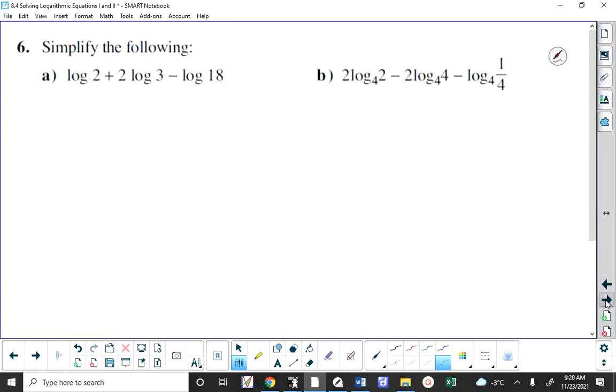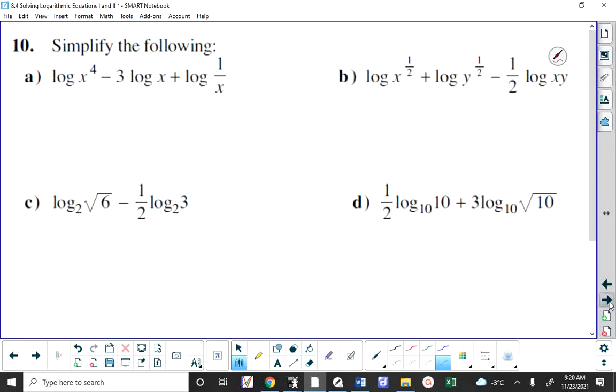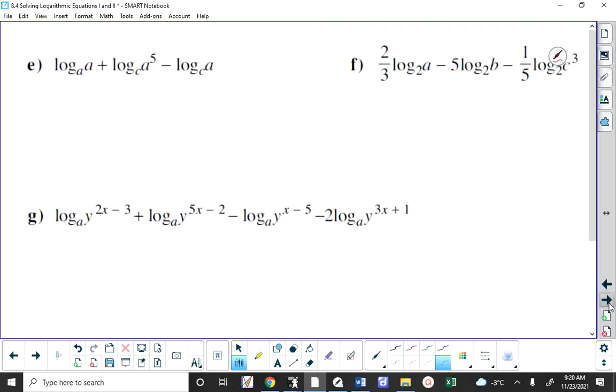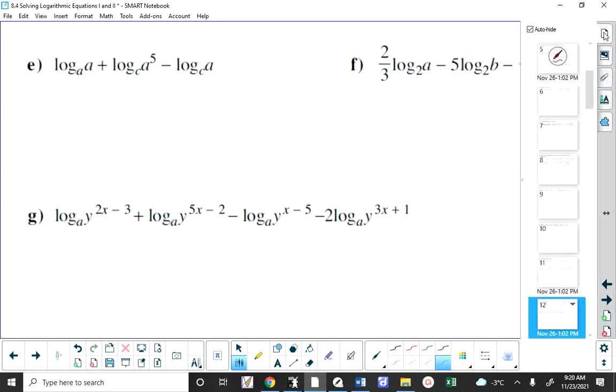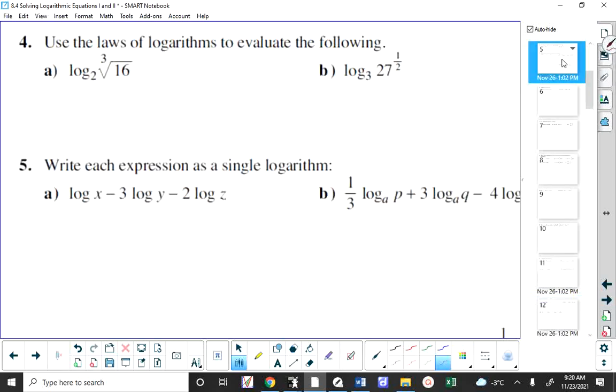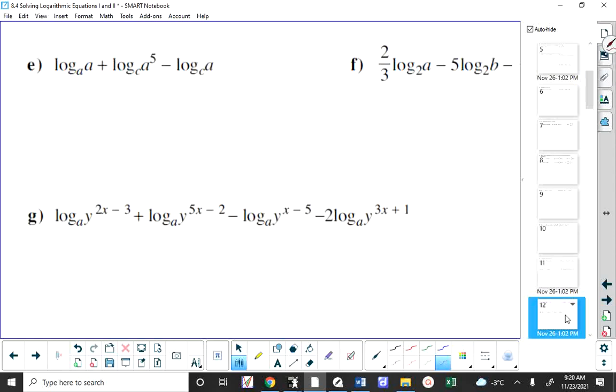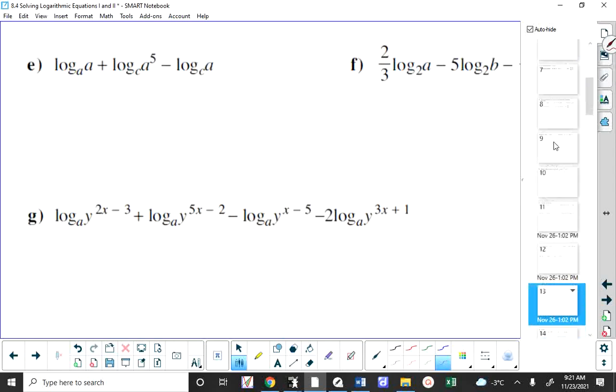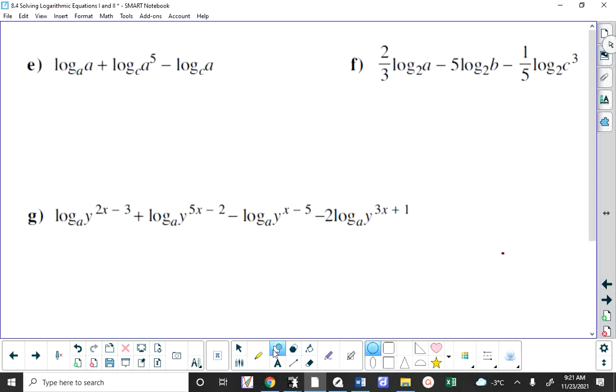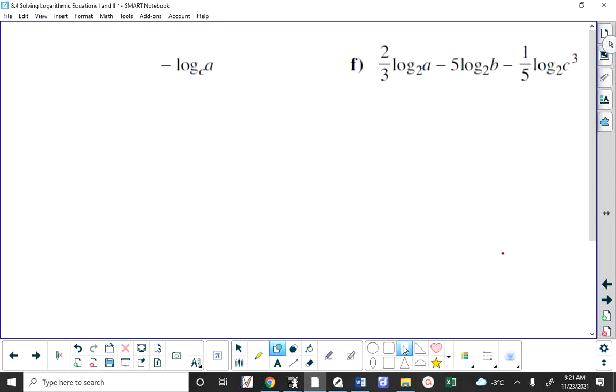10F and G. So we'll take a look at F first. What do we have? We have 2/3 log base 2 of A minus 5 log base 2 of B minus 1/5 log base 2 of C cubed. The good news is they're all base 2 logarithms. So we're going to be able to pack these together into a single base 2 logarithm.